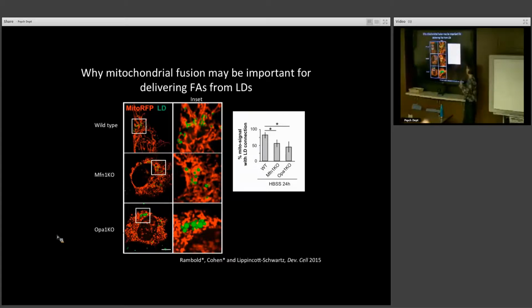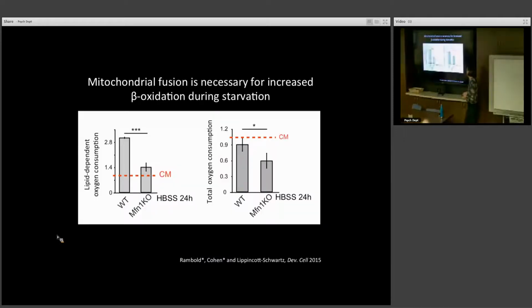So we think that the fatty acids are transferring at these sites of contact between lipid droplets and mitochondria, and the mitochondrial fusion is necessary to distribute the fatty acid throughout the mitochondrial network. And we asked whether this distribution of fatty acids throughout the network is necessary for efficient metabolism.